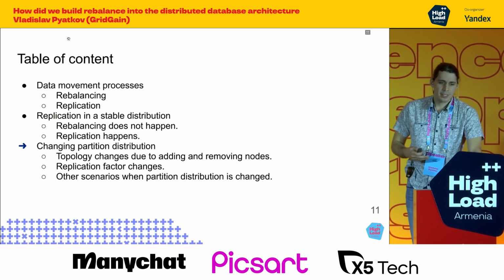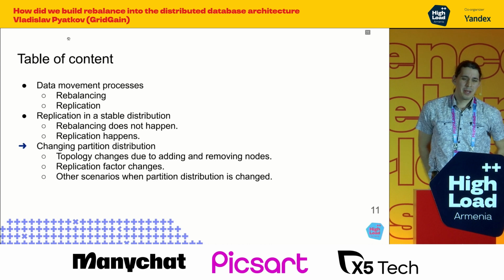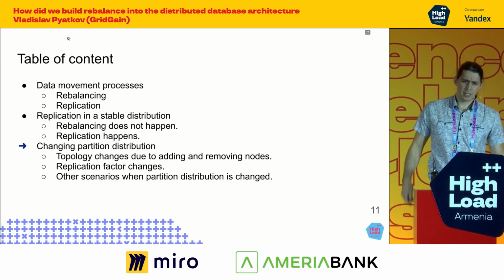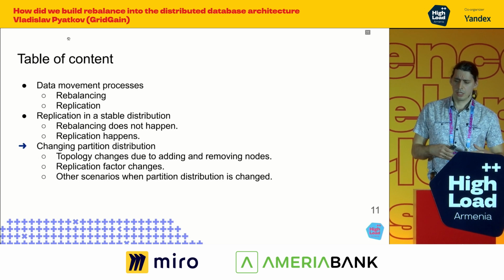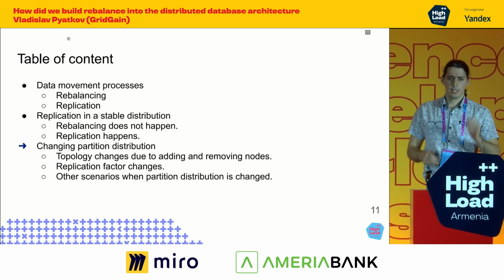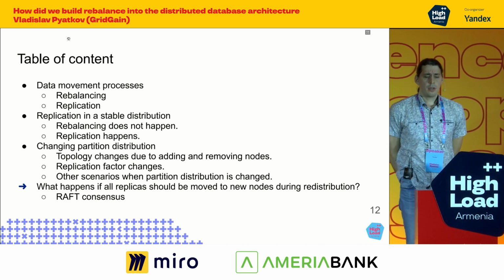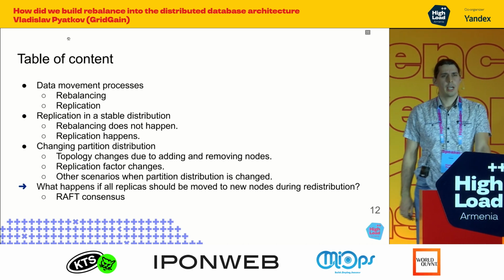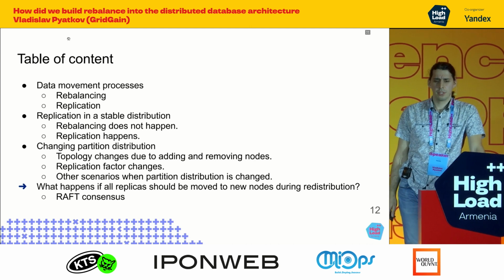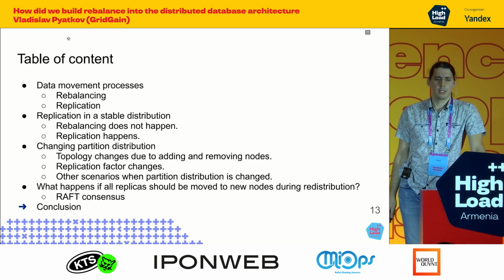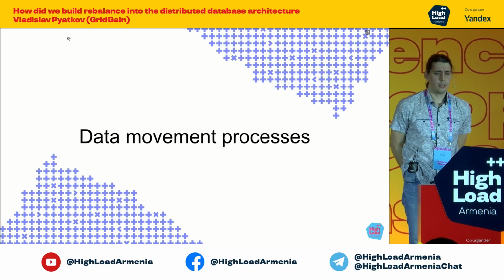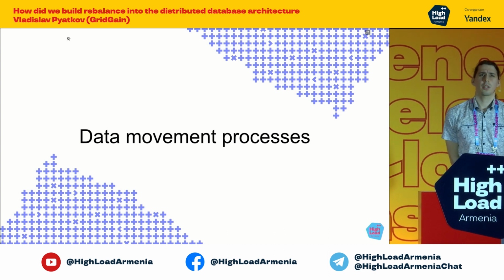In the first part of the third part, I will describe the triggers of changing distribution. It can be due to adding a node or removing a node. I'll describe it later. And for this part, I will describe an algorithm which satisfies all requirements. It is the RAFT algorithm, and I will also describe its features. And in the final part, I will make a conclusion. Let's start with the first point: data moving processes.